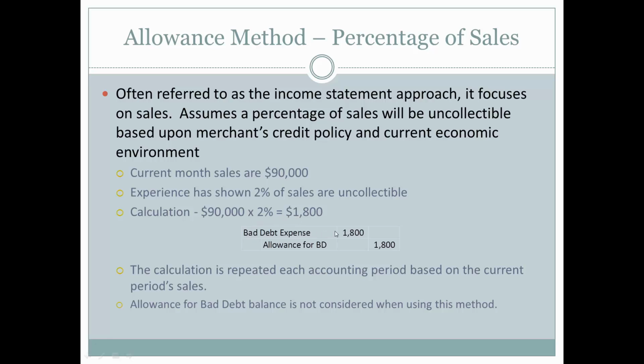Our bad debt expense will be $1,800, which we'll record in the current period, and our allowance for bad debt will be $1,800. This calculation is repeated each accounting period, so each month if we're using monthly accounting periods, or quarterly or yearly, and it will be based upon the current period sales. The allowance for bad debt balance is not considered when using this method, so it is just booked each month based upon current month's sales.